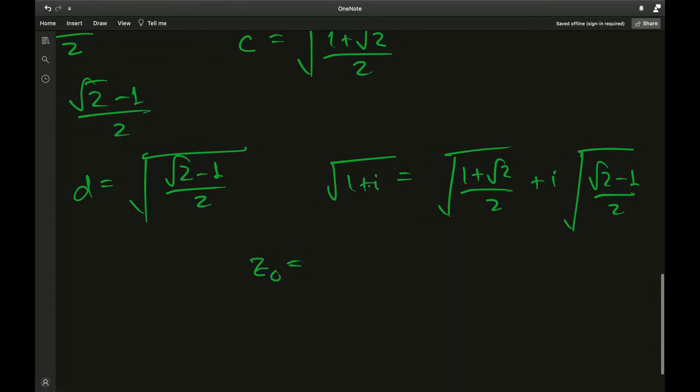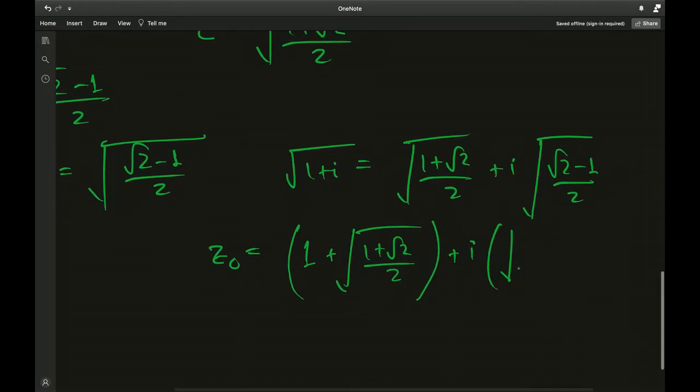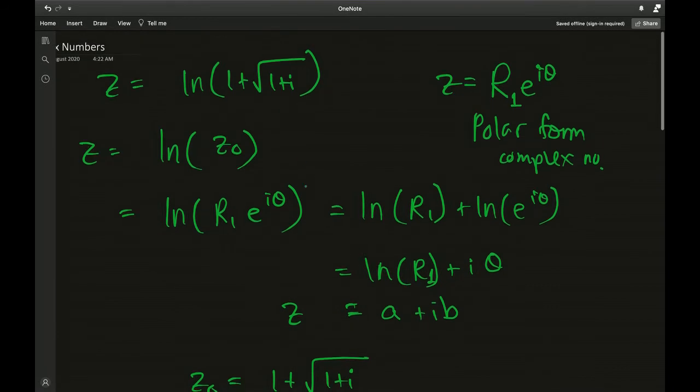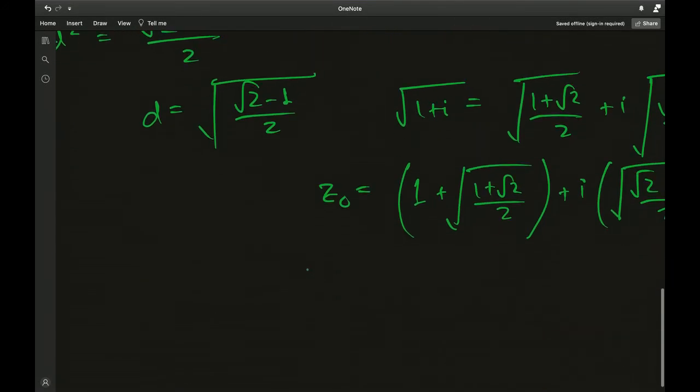Z naught is just adding 1 to this. So the real part is 1 plus square root of (1 plus square root 2) over 2. That's the real part. And the imaginary part is unchanged: square root of (square root 2 minus 1) over 2. Fair enough. That is z naught, and that is precisely what's inside this natural log.